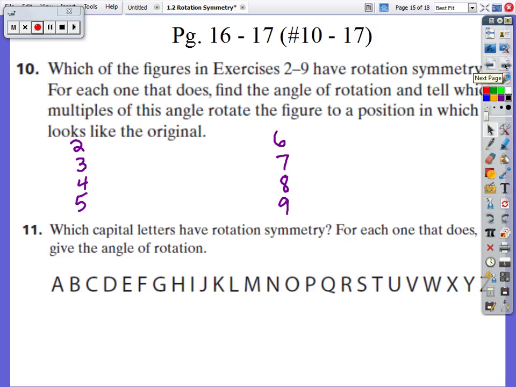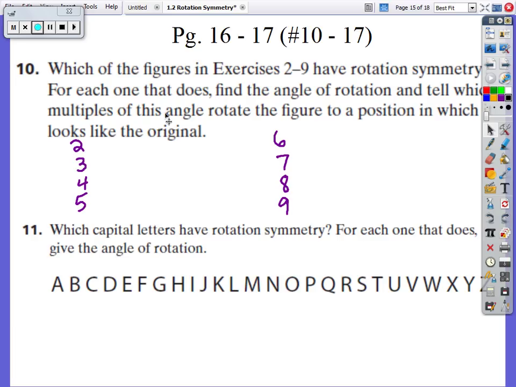On number 10, which of the figures have rotation symmetry? So 10 is kind of a 3-part problem. You're going to look at questions 2, 3, 4, 5, 6, 7, 8, and 9 from the previous assignment. And what you're going to do is, in addition to reflection symmetry, look to see whether they have rotation symmetry. Each one of these should also have an answer of yes or no. And then for each one that does have rotational symmetry, the second thing you're going to do is find the angle of rotation. So let's say that number 2 is a triangle. Number 2 would have yes, rotational symmetry, and then it would have, let's see, 120 degrees of rotation.